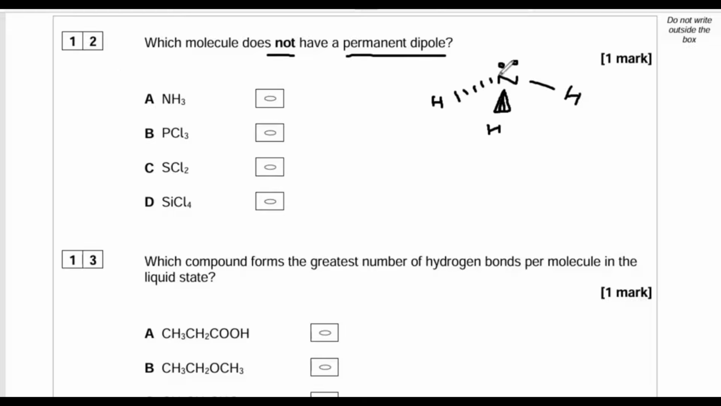Now, these hydrogens and this nitrogen, there's a difference in the electronegativity. Nitrogen is one of the most electronegative in the periodic table. So that's going to be delta negative, that's going to be delta positive, and there is definitely going to be a positive side and a negative side. There's going to be a permanent dipole in this molecule.